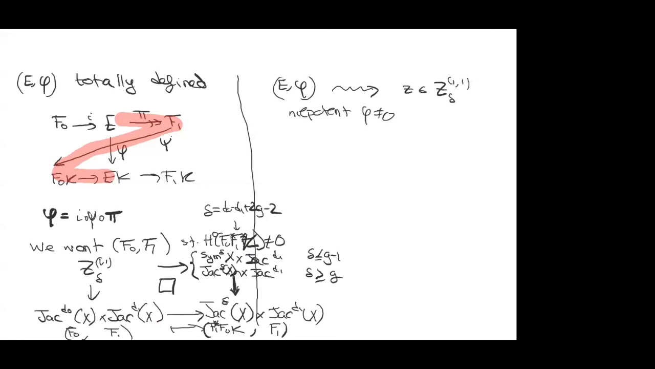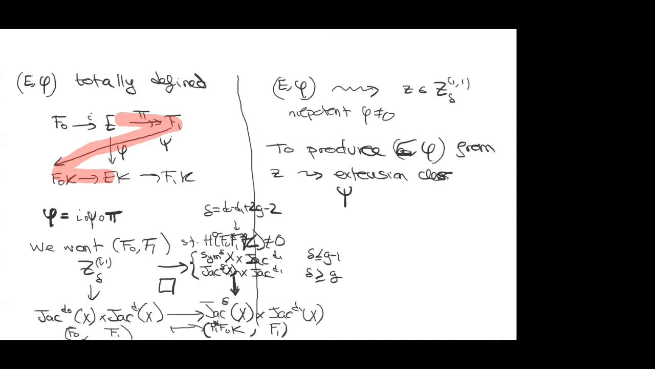Our aim is the opposite: to produce E phi from Z. First, we need an extension type, so an extension class, and the psi.